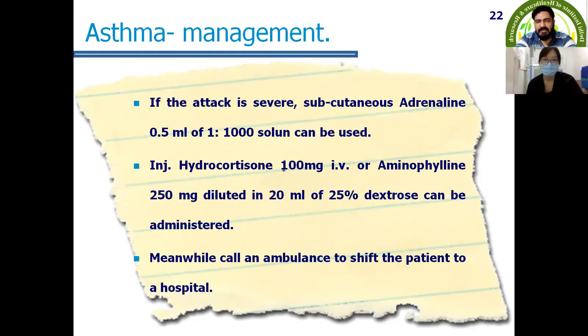If the attack is severe, subcutaneous adrenaline 0.5 ml of 1:1000 solution can be used. Injection hydrocortisone, again a steroid, can be used IV. Meanwhile, one can call an ambulance and shift the patient to the hospital.